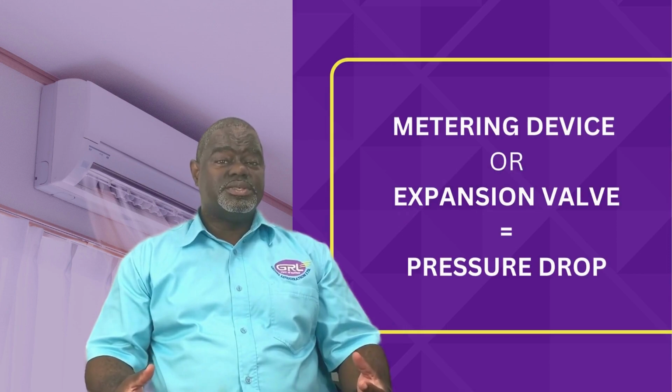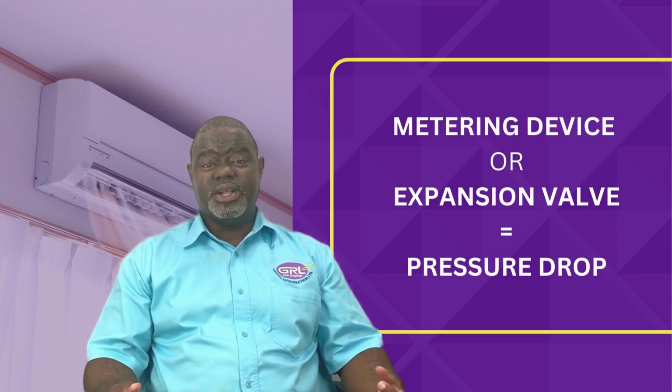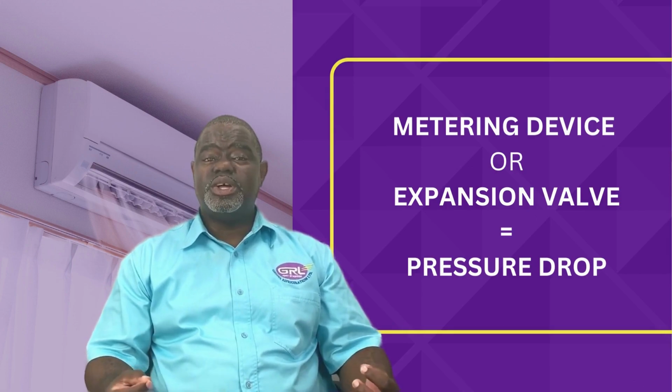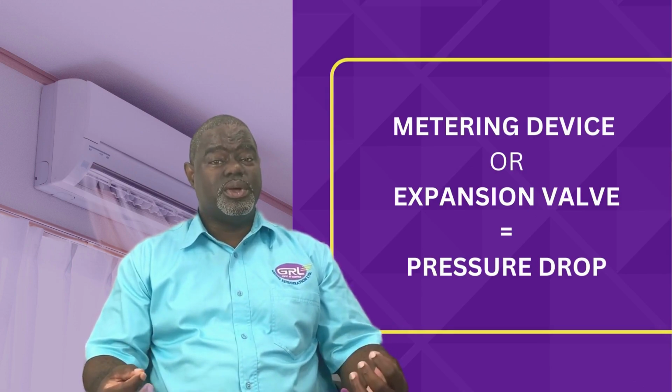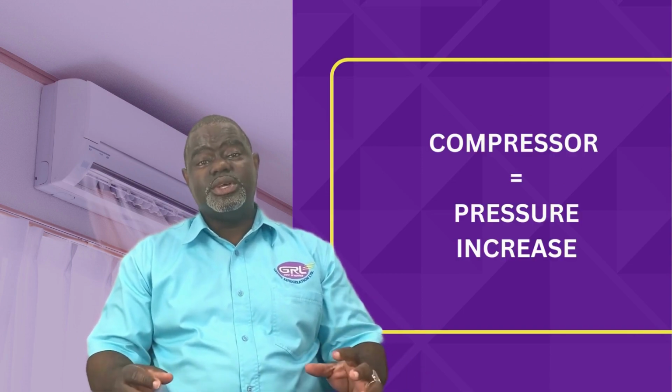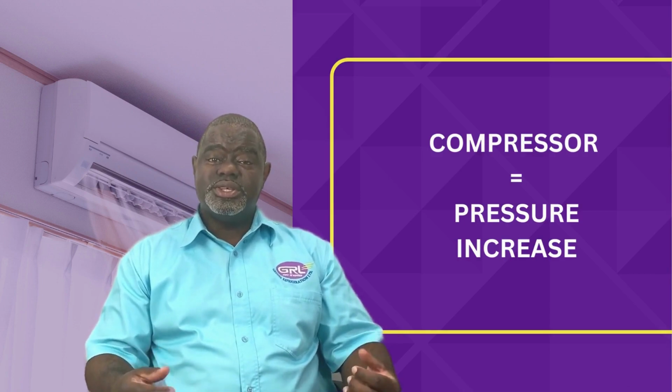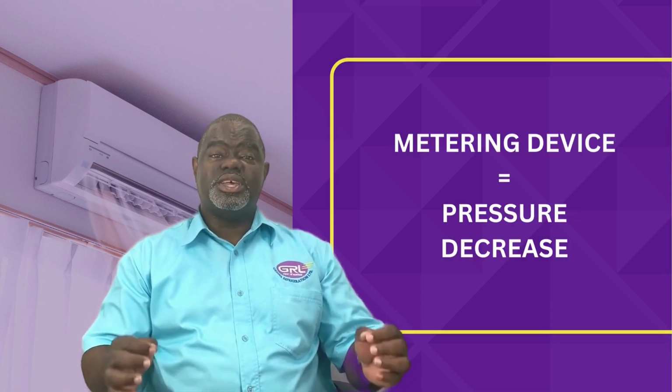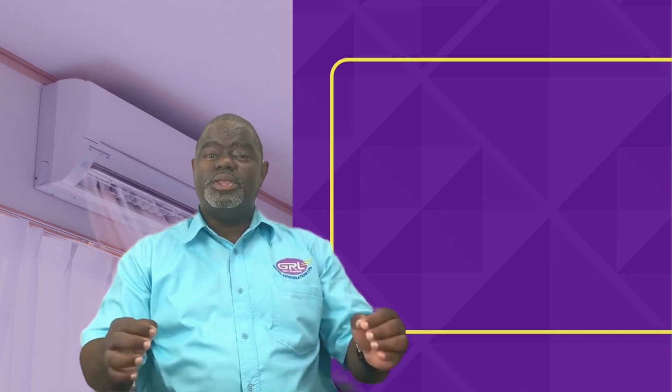The metering device, or as some know it, the expansion valve in an HVAC system, is responsible for creating the pressure drop on the refrigerant in the system. We manipulate temperatures by increasing and decreasing the pressure upon the refrigerants. The compressor causes a pressure increase, and the metering device causes a pressure decrease. When we decrease the pressure on the refrigerants, we now allow for the refrigerant to boil at low temperatures, causing it to absorb heat from the space.